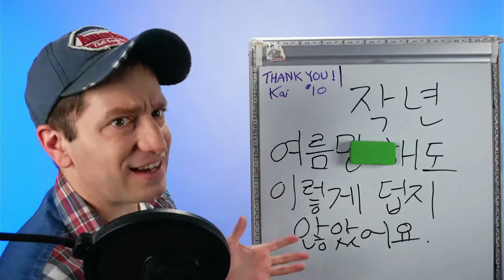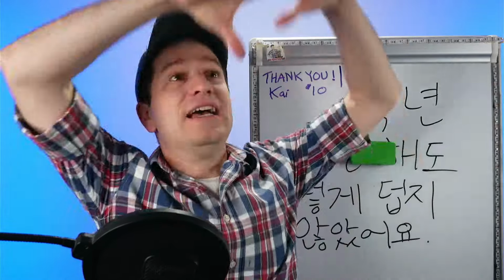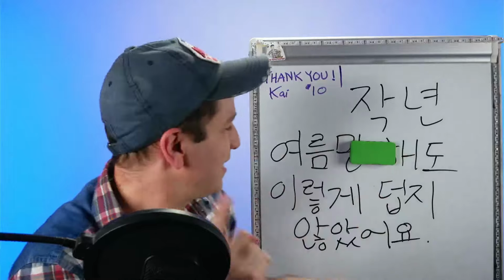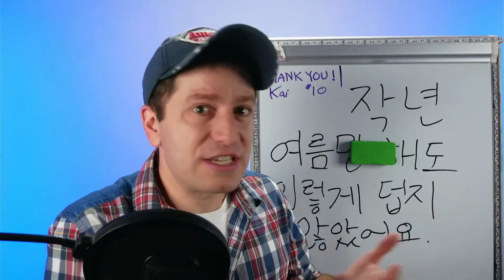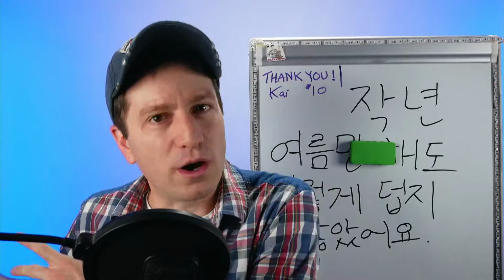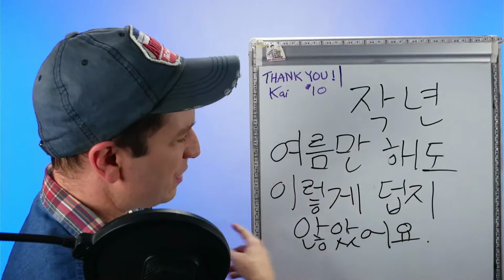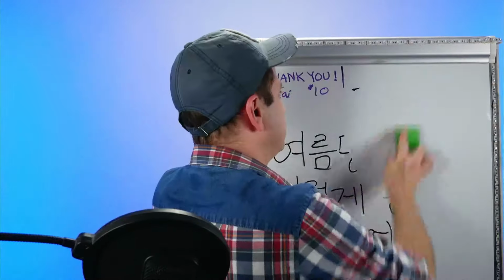It wasn't this hot. But if you want to emphasize, I'm not just talking about like last year's summer, but like last year's summer, for example, let me emphasize this. It wasn't this hot, but you could technically remove it and you have the same sentence just without that nuance of emphasizing what you're using it after. 작년 여름만 해도 이렇게 덥지 않았어요. Even just last year, it wasn't this hot.